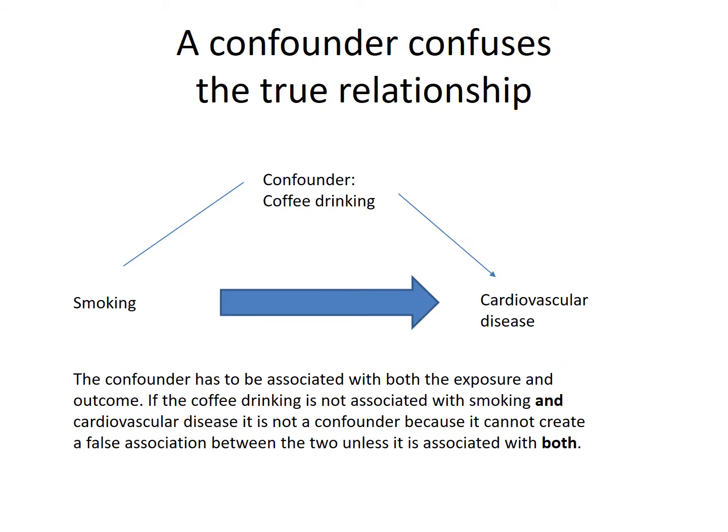And just to reiterate, the confounder has to be associated with both. And if coffee drinking is not associated with smoking and also cardiovascular disease, it can't be a confounder because it can't create that false association. So this blue arrow is an example of a false association that is created between smoking and cardiovascular disease when the real relationship is the coffee drinking.